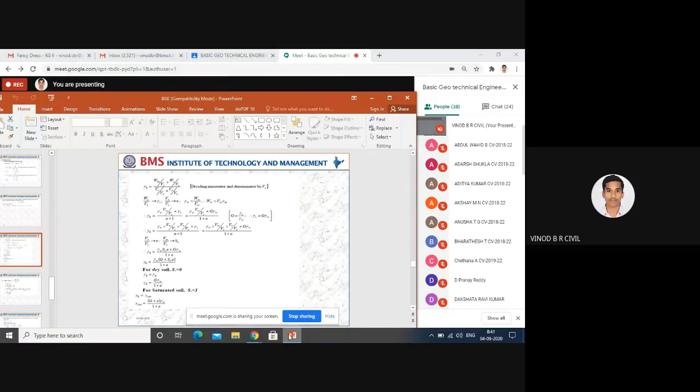that is the dry unit weight relationship. In some examinations they will ask for both, that is the relationships of gamma B, gamma D and gamma saturation, that is gamma sat.